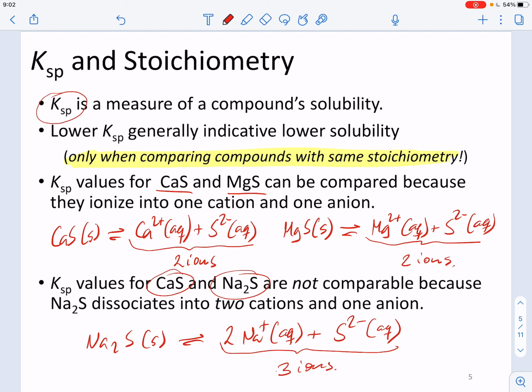So the Ksp is sensitive to the number of ions that you are producing in solution, and therefore you won't be able to compare Ksp for calcium sulfide and sodium sulfide. Even if sodium sulfide has a smaller Ksp, you can't really say that sodium sulfide is less soluble than calcium sulfide. So you have to be careful. If you have the same stoichiometry, the same number of ions going into solution, you can perfectly use Ksp. But if that's not the case, then you have to be careful.